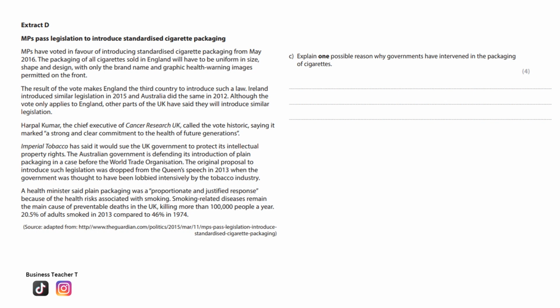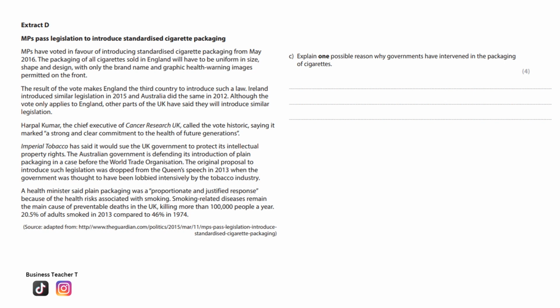MPs passed legislation to introduce standardised cigarette packaging. MPs have voted in favour of introducing standardised cigarette packaging from May 2016. The packaging of all cigarettes sold in England will have to be uniform in size, shape and design, with only the brand name and graphic health warning images permitted on the front. The result of the vote makes England the 3rd country to introduce such a law. Ireland introduced similar legislation in 2015, and Australia did the same in 2012. Although the vote only applies to England, other parts of the UK have said they will introduce similar legislation.